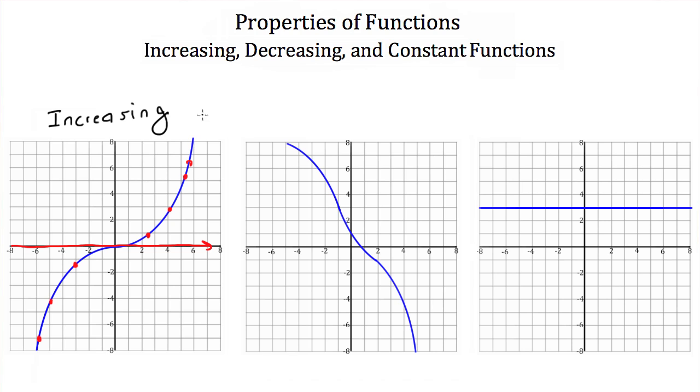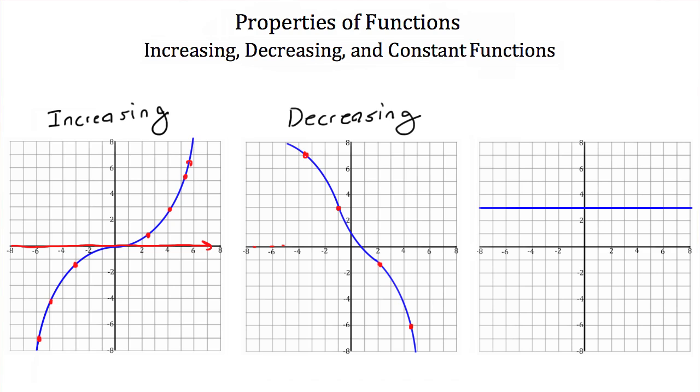In our second graph, the opposite is happening. This is a decreasing function. As I walk along the x-axis, my y values are getting smaller, or their value is decreasing. So as x gets bigger, y gets smaller. If that's what's happening, then you have a decreasing function.